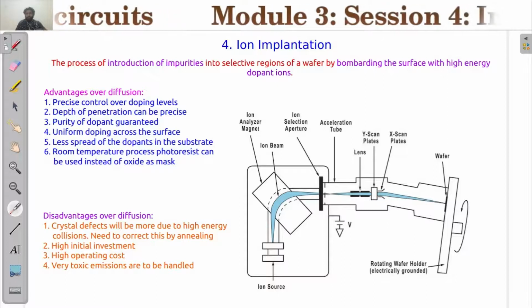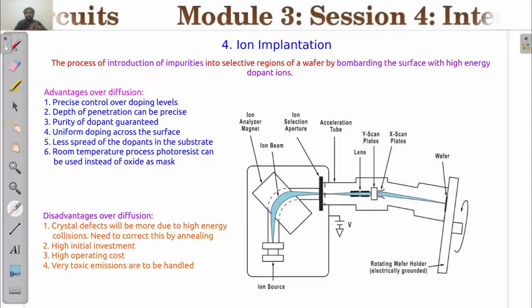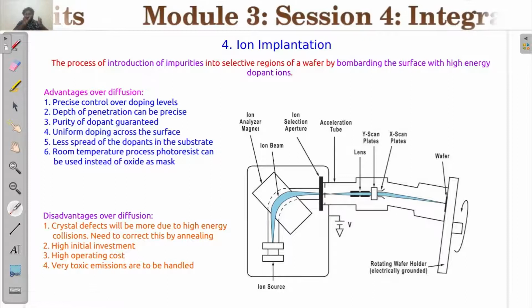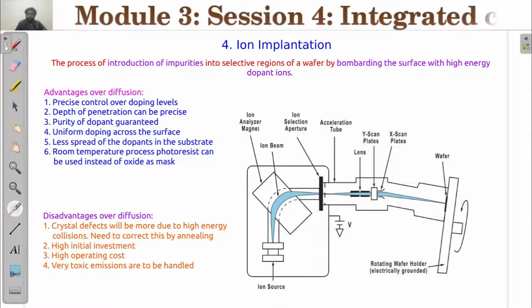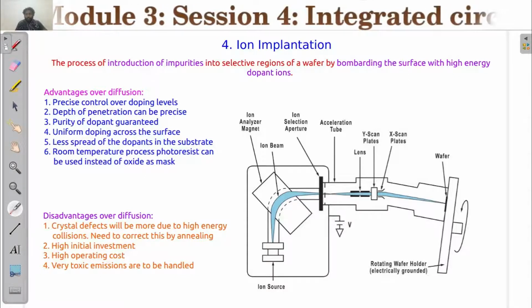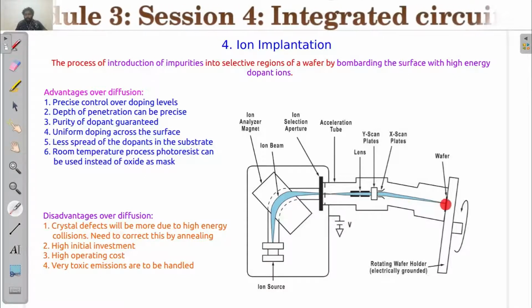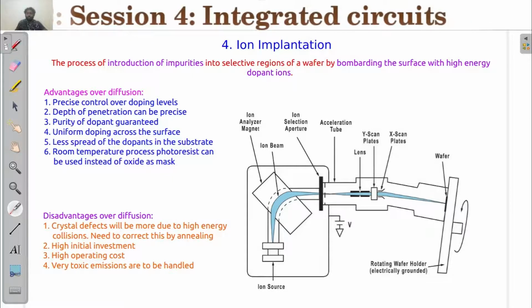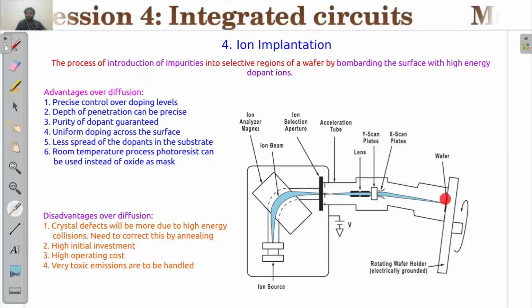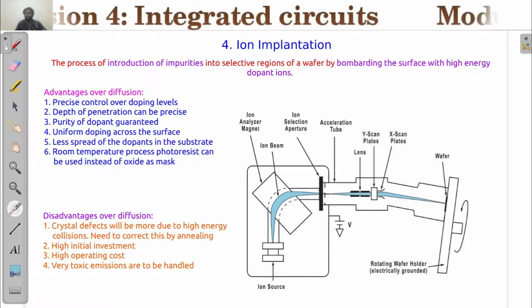So these X and Y scan plates are electrically charged, so we can control the electrical charge between the X and Y scan plates, and thereby we can deflect the incoming ion beam onto any point on the wafer. So it's just like a television set. So you can deflect onto any point, or you can scan onto any point on the wafer.